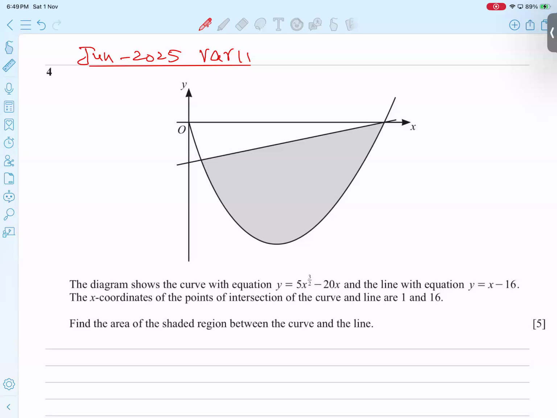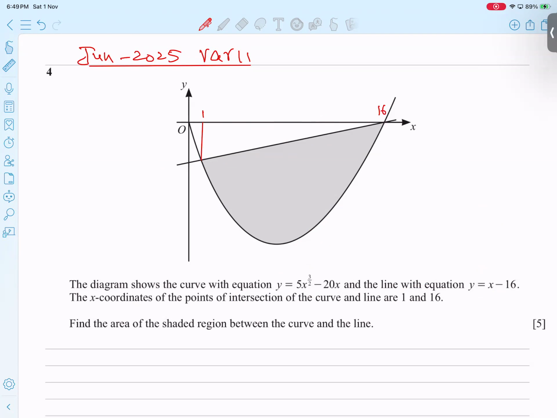So this is June 25, variant 1, question number 4, and the topic is integration. Now, one general question here. First of all, you can see in the question that a curve is given here and a line is given here, and the points of intersection of the curve and line are given. If not given, we have to find them. Currently this is 1 and this is 16.